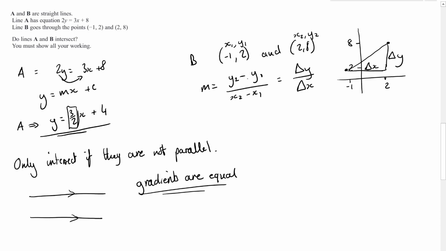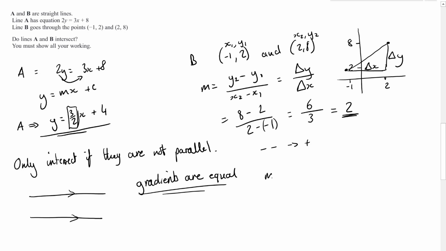So I can then just substitute in the numbers. So y2 is 8, y1 is 2, x2 is 2, and x1 is -1. So careful with the double negatives here. What this means is 8 minus 2 gives me 6, and 2 minus -1, if I have a minus and a minus, that becomes a plus. So this actually becomes 2 plus 1. So this is 3, which means my gradient is 2.